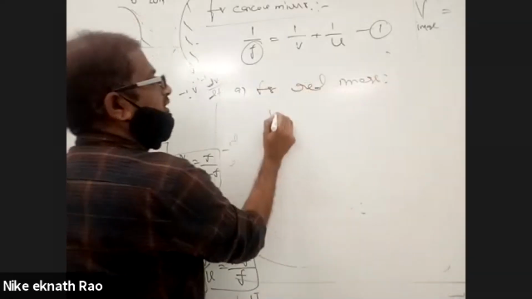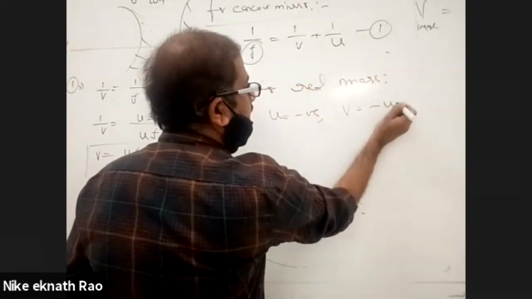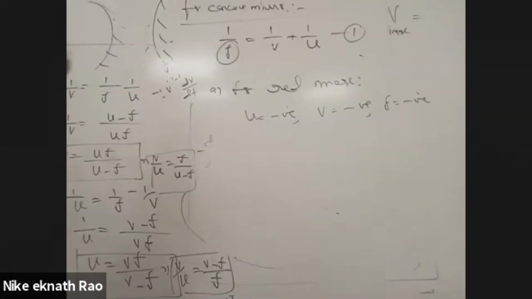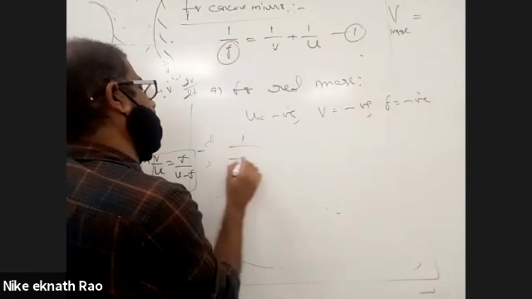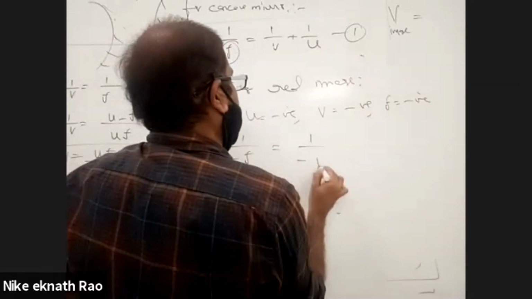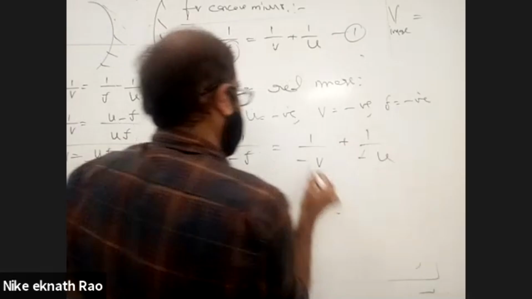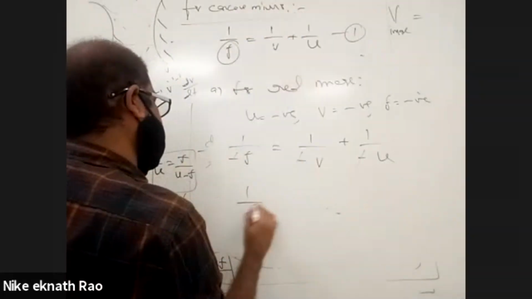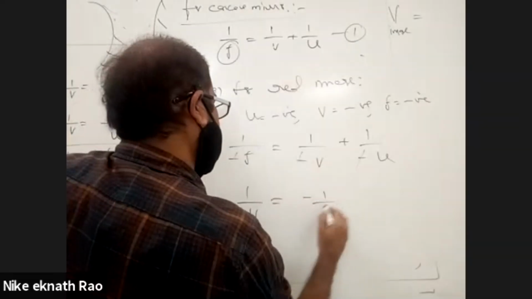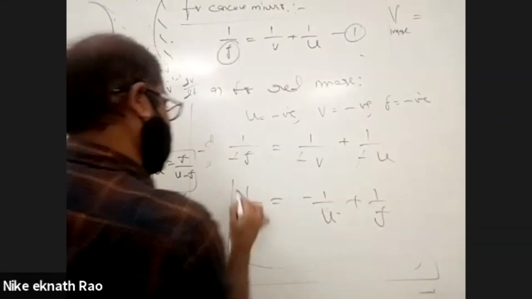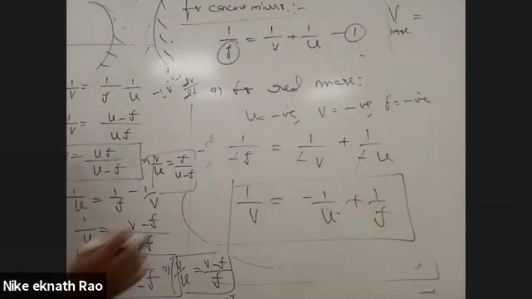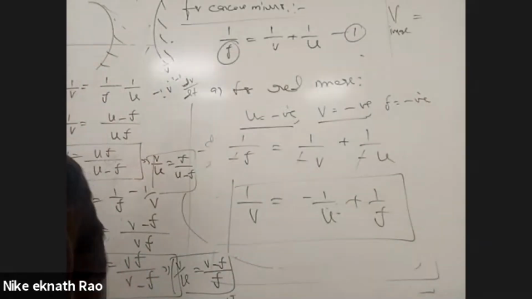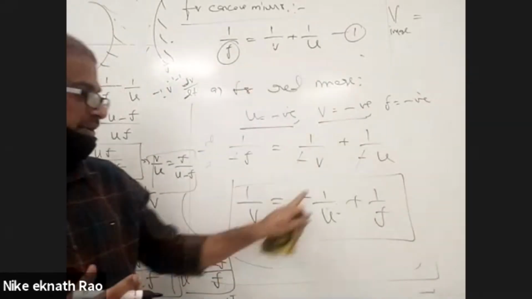For a real image, object distance is negative and image distance is also negative. Of course, focal length is always negative. Now in the mirror equation, 1 by minus f is equal to 1 by minus v plus 1 by minus u. The negatives get cancelled. We want to draw a graph of 1 by v versus 1 by u. 1 by v is equal to minus 1 by u plus 1 by f. For a real image, the object distance is negative and the image forms on the same side, so negative. First substitute the signs here. Then 1 by v is minus 1 by u plus 1 by f.